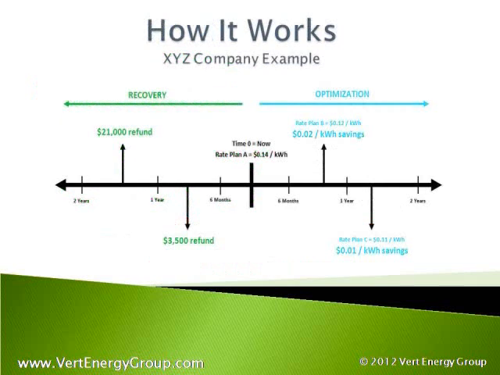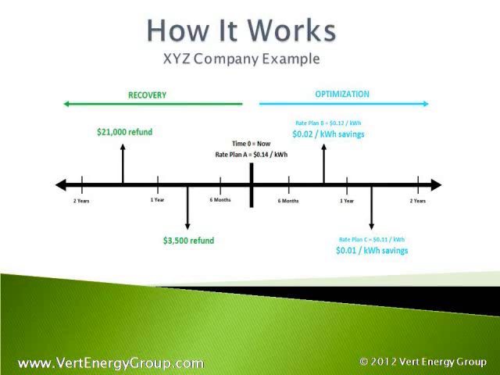Here is an example of how it works. Looking at XYZ's past billing history, we identified two errors. The electric company misclassified XYZ and had them on the small business rate plan. This resulted in $21,000 in overpayments over the last year and a half. There was also a misread demand charge that was 5 times higher than the normal read and increased cost by $3,500. At the time of the analysis, time zero, we negotiated with the utility company on behalf of XYZ, and a total refund of $24,500 was issued.